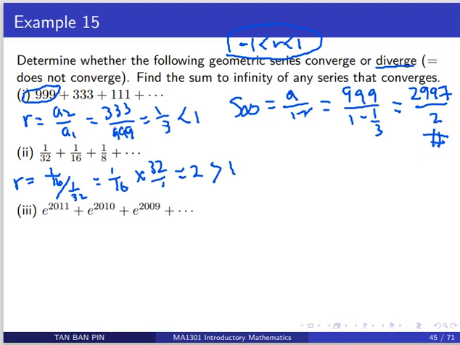Then you can talk about sum to infinity. So you can say divergent. Divergent means you cannot find the sum to infinity. So it diverges.